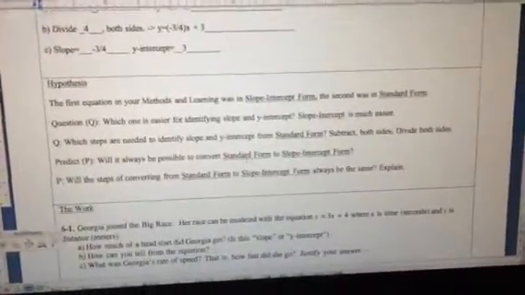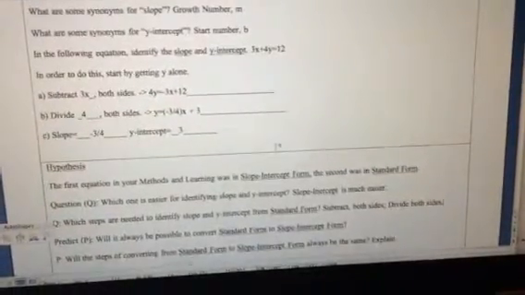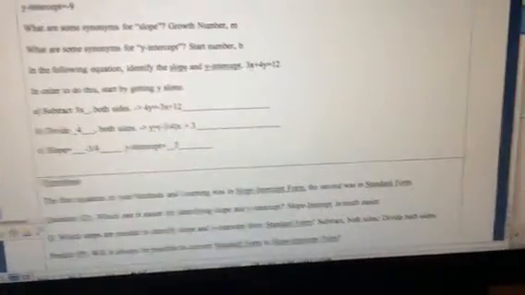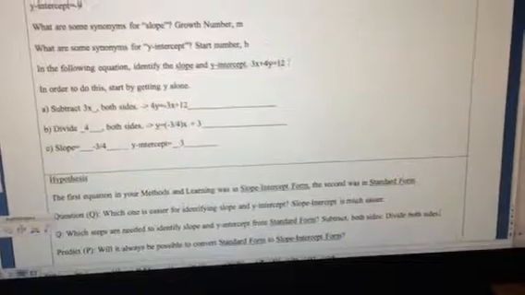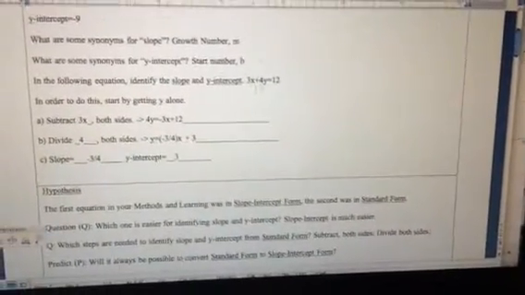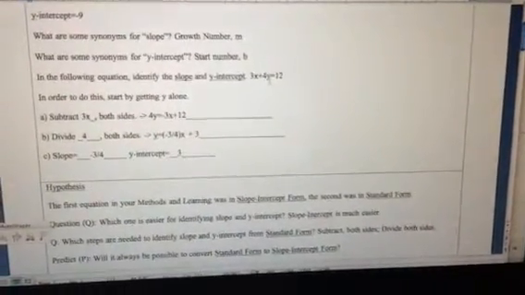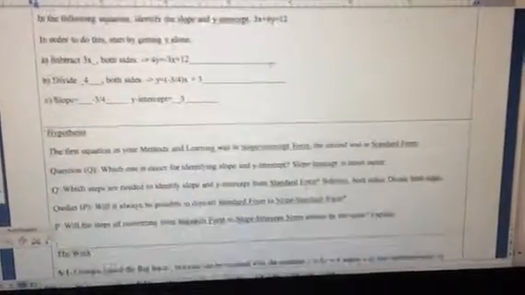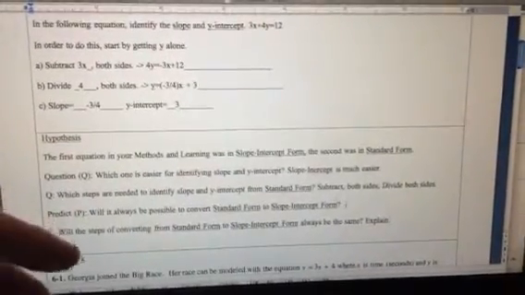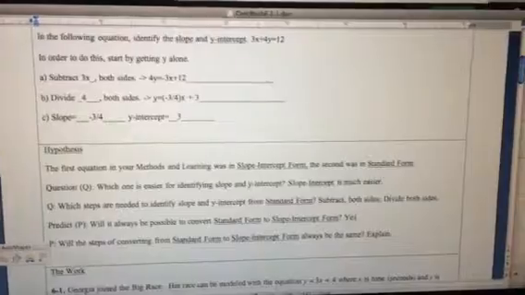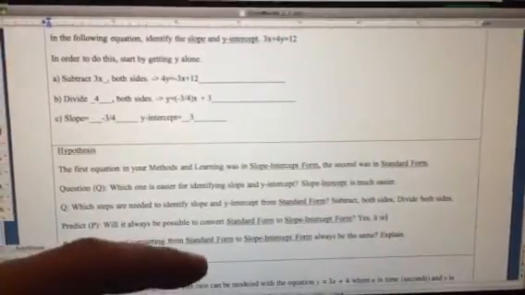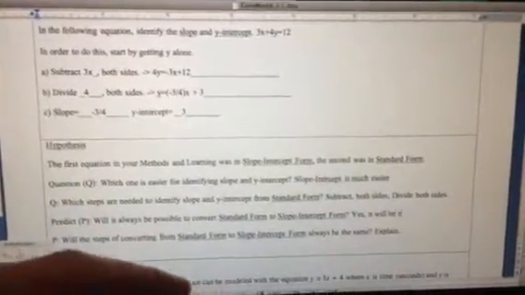Alright, and then predict. So P stands for predict. Will it always be possible to convert from standard form to slope-intercept form? I would think so. Now you get to put your own opinion, but if this is standard form and I want to get to slope-intercept form, I just want to get y alone. And it seems like if y is in the equation that I should always be able to do it. So I'm going to predict that yes, it will be possible.